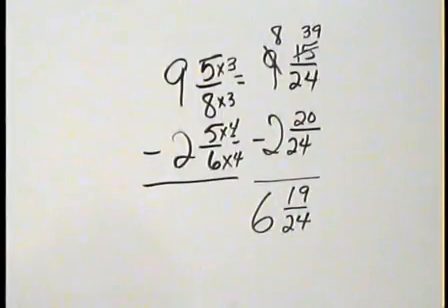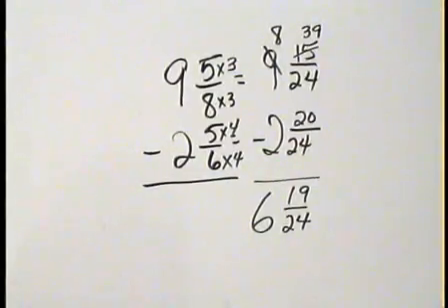The last step is to see if we can reduce. Can we reduce 19 24ths? And the answer is no. 2 does not divide 19. 3 does not divide 19, since 1 plus 9 is 10, and 1 plus 0 from 10 is 1.